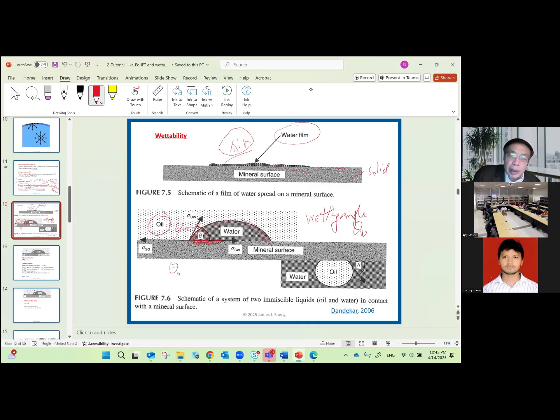Now, from this geometry, what can you see? You can see that theta oil plus theta W equals 180 degrees, right? So that's the relationship between the two. Then let's look at another one.